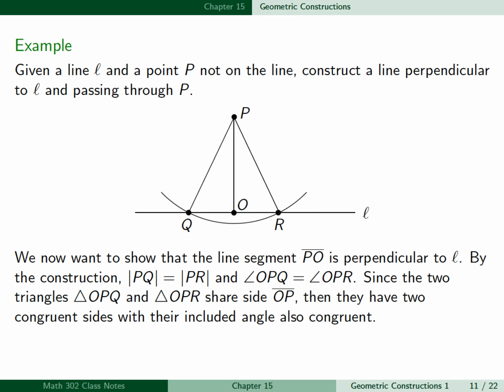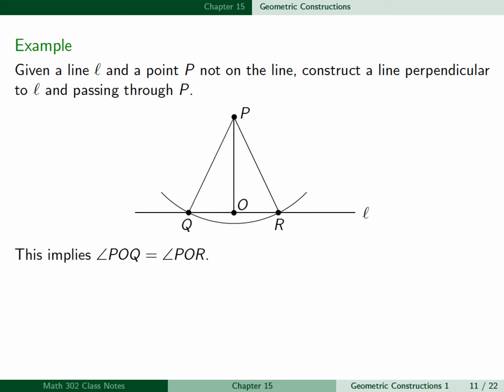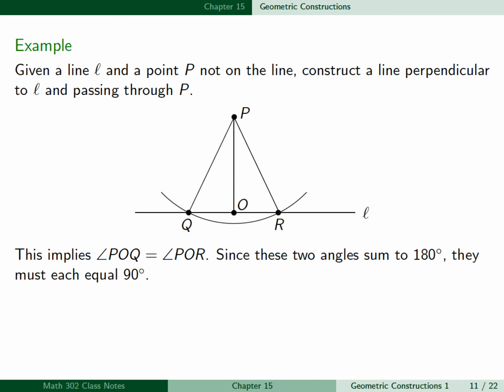Since the two triangles, OPQ and OPR, share the side OP, then they have two congruent sides with their included angle also congruent. It follows by the SAS theorem that the triangles OPQ and OPR are congruent. And this implies that the angle POQ is equal to the angle POR. Since these two angles sum to 180 degrees, they must each equal 90 degrees. And thus the line PO is perpendicular to L.